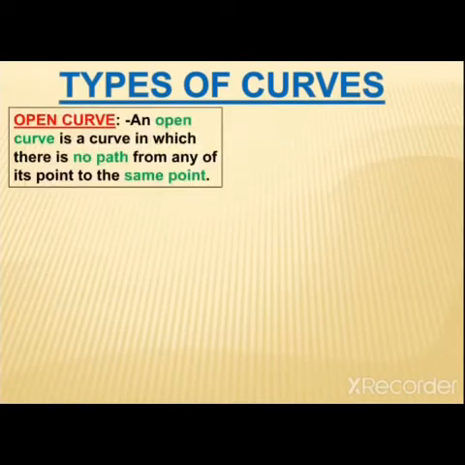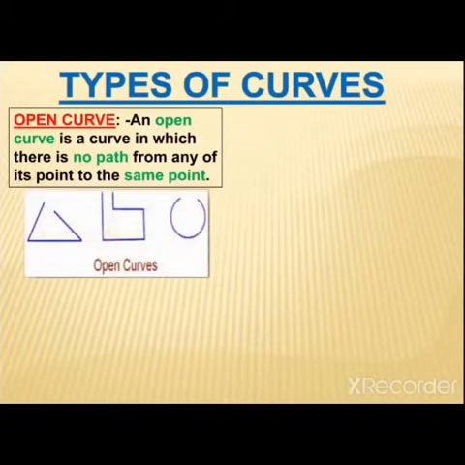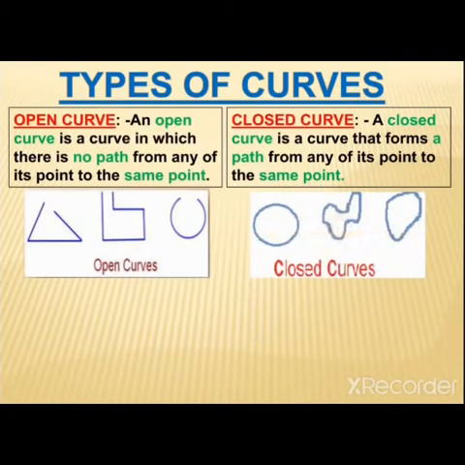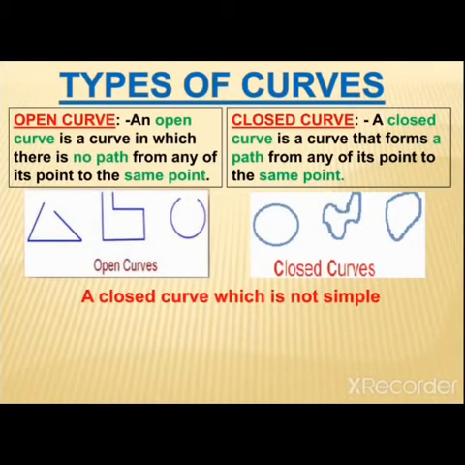Types of curve. Open curve. An open curve is a curve in which there is no path from any of its points to the same point. See, this is a figure of an open curve. After that, what is a closed curve? A closed curve is a curve that forms a path from any of its points to the same point. It means totally closed. This is the figure of a closed curve. A closed curve which is not simple: this is the figure of a closed curve which is not simple, it's complex.